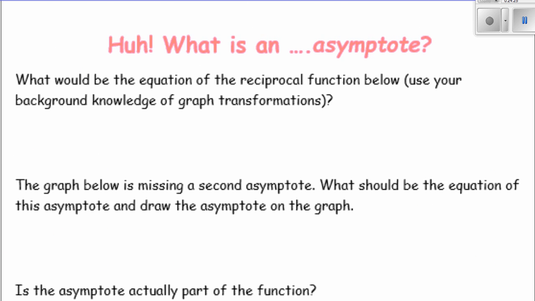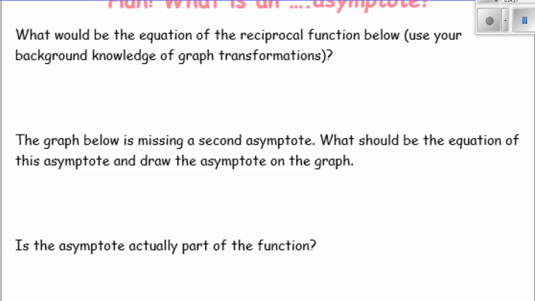So what would be the equation of the reciprocal function? In that case, you can say f(x) equals 1 over x plus 2. And this is assuming that it's 1 on the top. It could have been a different number like 3 or 4, but we don't know. So let's assume it was 1 over x.